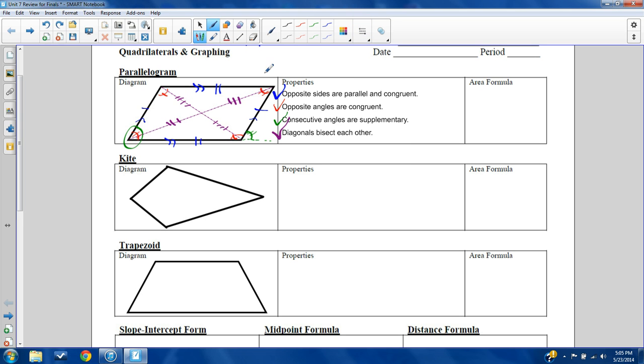So it's kind of cool. You get that. And the place where they intersect is that very midpoint. This is the midpoint of this diagonal. This is the midpoint of that diagonal.